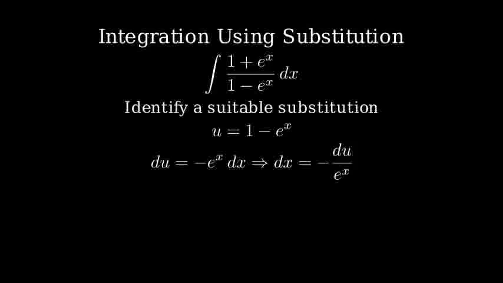Next, let's express e^x in terms of u. If u equals 1 minus e^x, then e^x equals 1 minus u. This will help us transform the integral into one in terms of u. Now let's substitute everything back into the integral.